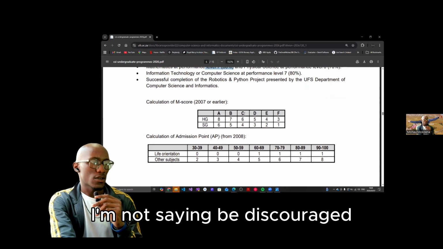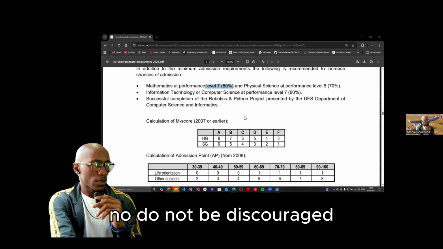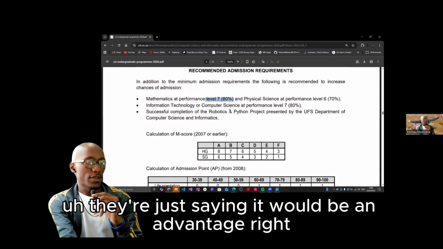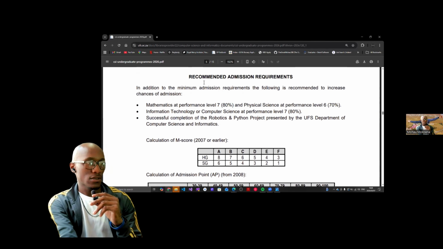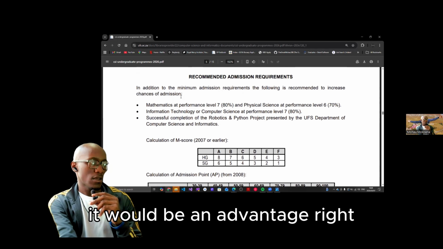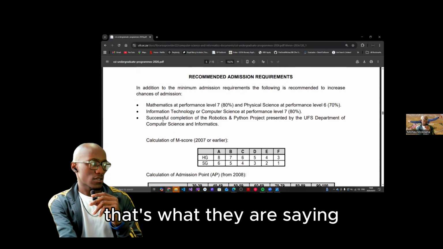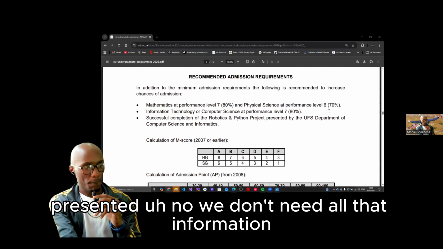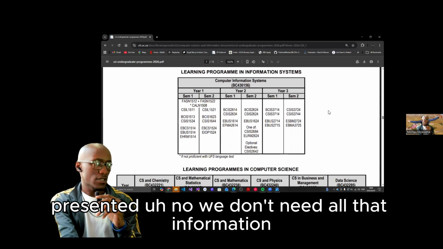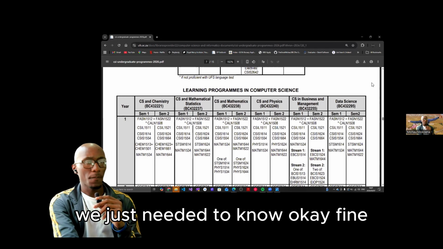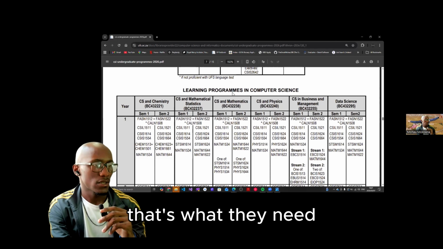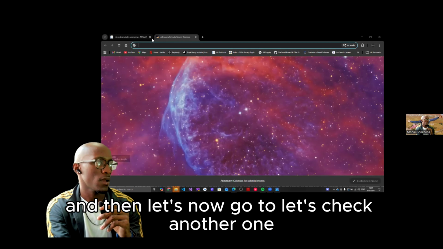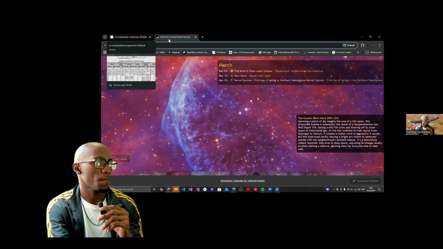I'm not saying be discouraged. No, do not be discouraged. They're just saying it would be an advantage, right? What they're saying, successful completion of robotics and Python project presented. We don't need all that information. We just needed to know, okay, fine, that's what they need. And then let's check another one.